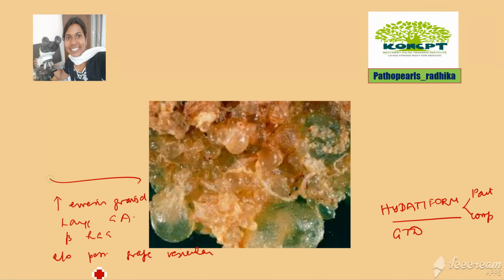Okay. So why is this important? Because each mole has a certain risk of developing choriocarcinoma. It can occur in subsequent pregnancies also. So what is the radiological appearance on USG? You can have a snowstorm appearance on USG in case of hydatidiform mole.